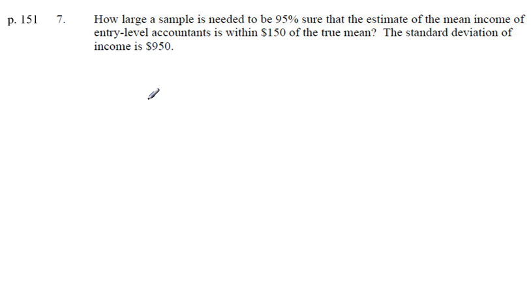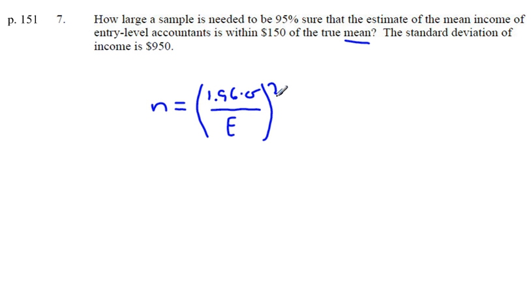We've got a formula to do this though. Now, there's two formulas for how many people we need in our sample. And since we're talking about a mean here, we're going to use the following formula. N equals, in parentheses, 1.96 times the standard deviation all over E. And then we square that result.